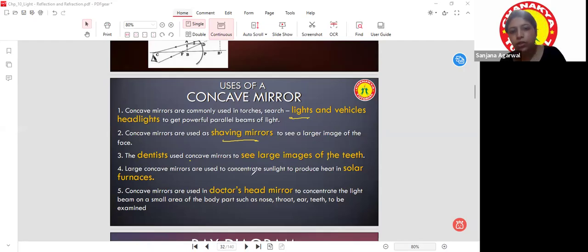Large concave mirrors are used to concentrate sunlight to produce heat in solar furnaces. This makes use of the first case, when we allow a parallel beam of light to be incident on the concave mirror. They get focused at a single point. So this concave mirror will allow the heat and light of the sun to be focused at a single point, and it will help our food to get cooked. Concave mirrors are also used in the doctor's head mirror, same property, to concentrate the light beam on a small area of the body, parts such as nose, throat, etc.